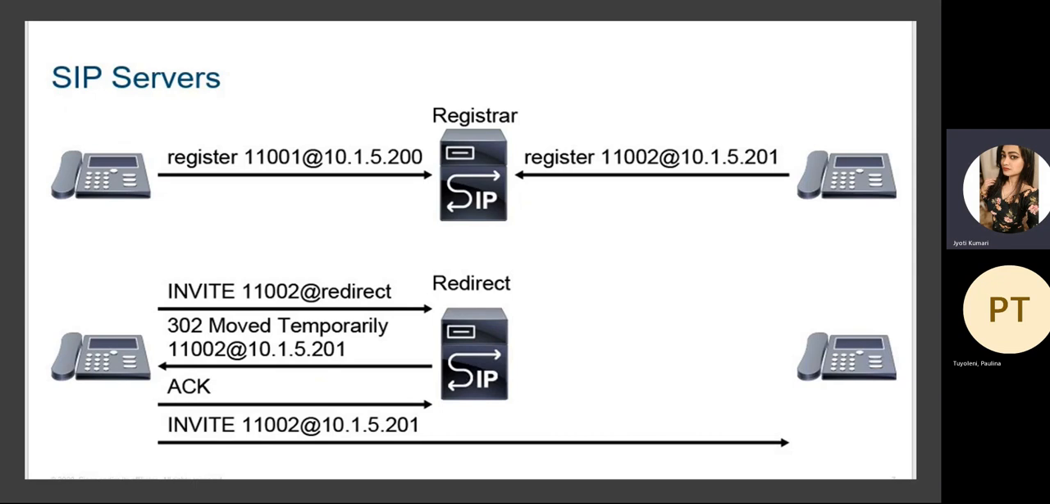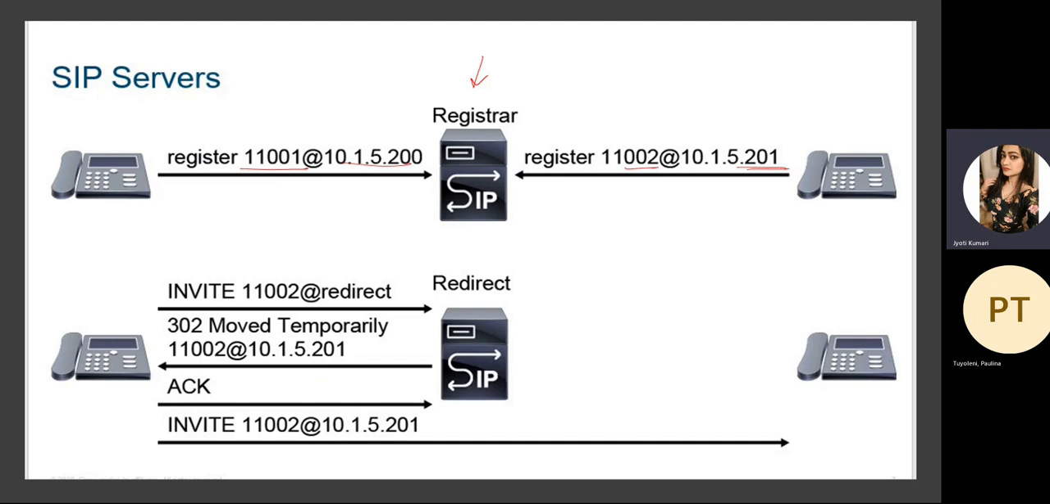Okay. So we discussed a register message also. When a SIP phone gets registered on a SIP registrar, it sends a request to the registrar and it gets registered. So two phones we can see here, both are sending a register message and they are getting registered by this number on this IP. Same way the other phone gets this number, this IP.